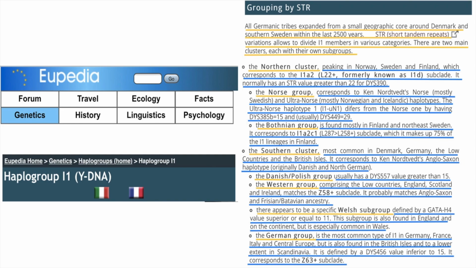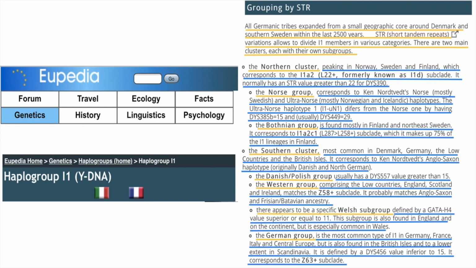The Ultra Norse haplotype 1 differs from the Norse one by having a different DYS385b value. You also have the Bothnian group. It's found mostly in Finland and northeast Sweden. It corresponds to the I1a2c1 subclade, which makes up 75% of I1 lineages in Finland. And now we're done dealing with the northern cluster, because everything we said deals with the northern cluster.